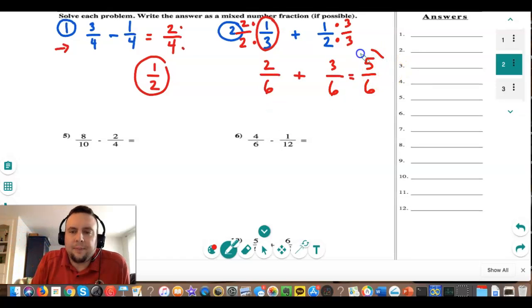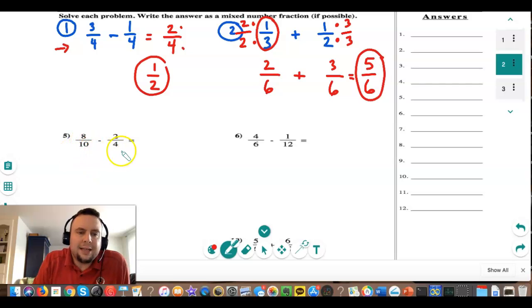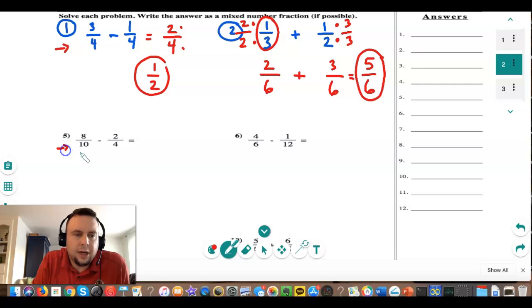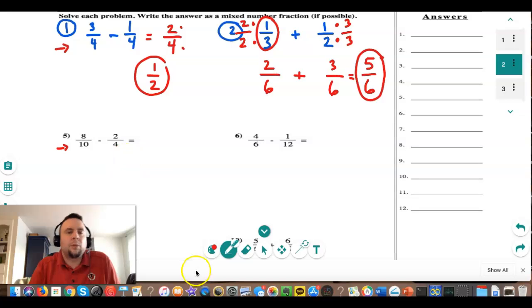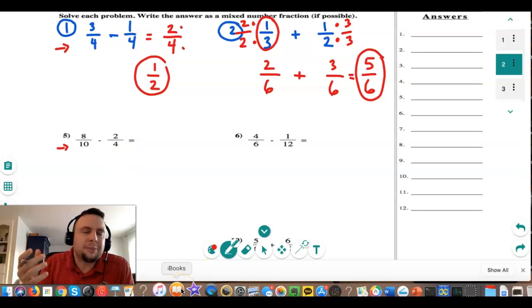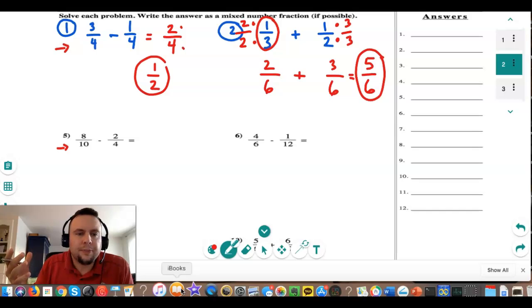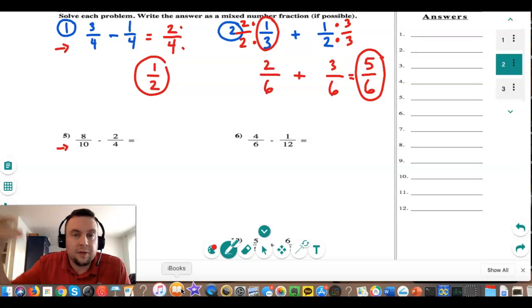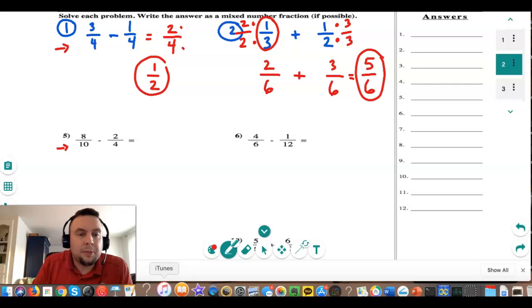Okay? Makes sense. Now, this one down here, 8/10 minus 2/4. What you got to do is think of a denominator that is divisible by 10 and divisible by 4 at the same time. All right? So you could multiply them together. You could. And that's 40. And that is a common denominator, but it's not the least common denominator. Okay, so think of a number that is divisible by 10 and divisible by 4, and that number would be 20.